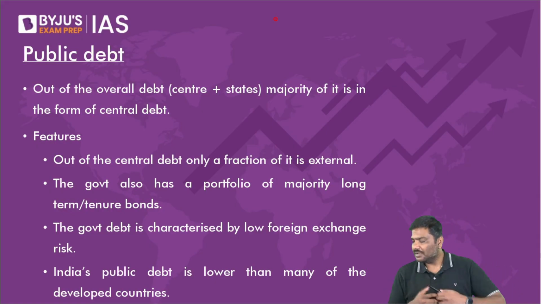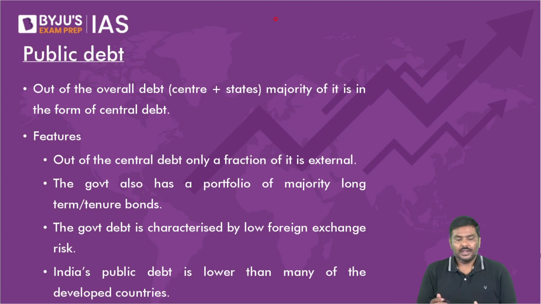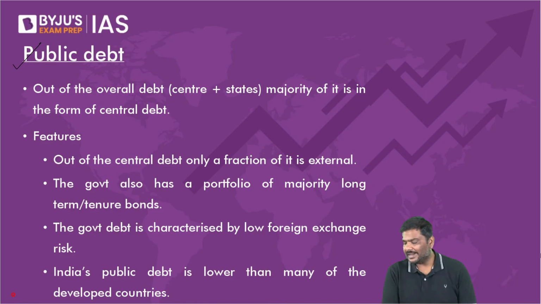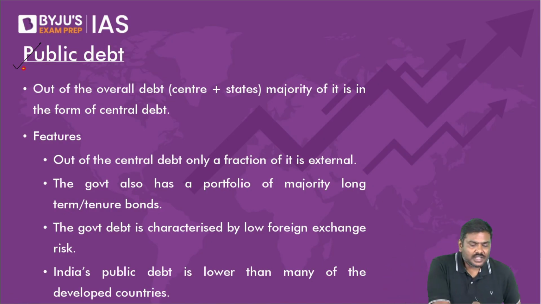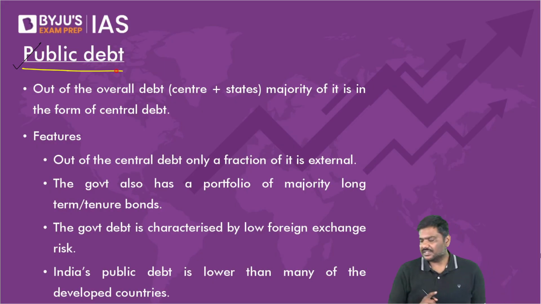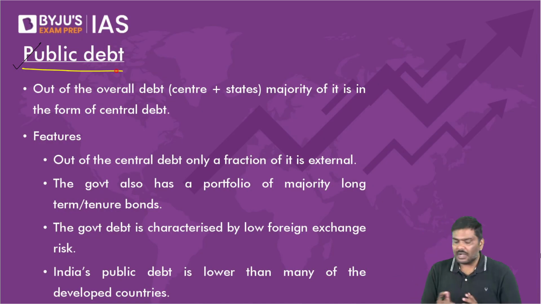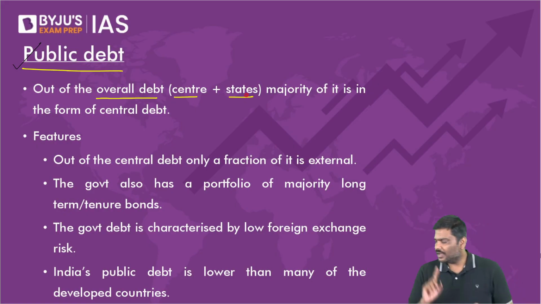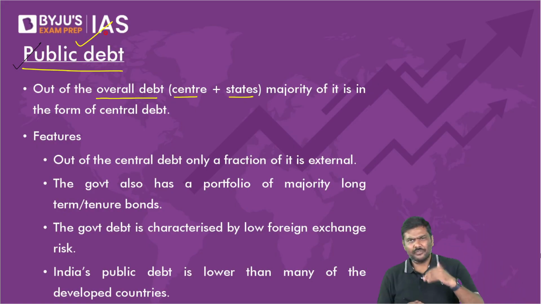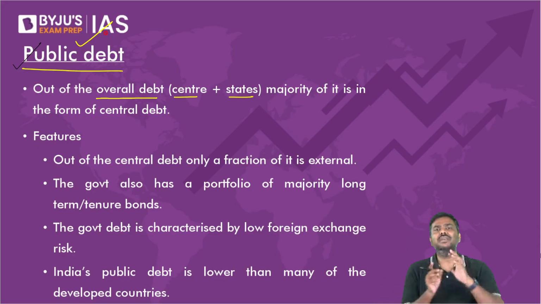So these are the committee recommendations of the FRBM review committee. Okay. Now, the next concept, the idea of public debt. What is public debt? We have already discussed this, right? It is the debt of the Government of India. Whenever you come across overall debt, it is central government plus state government. And whenever you talk about public debt, you're basically talking about the central government debt.